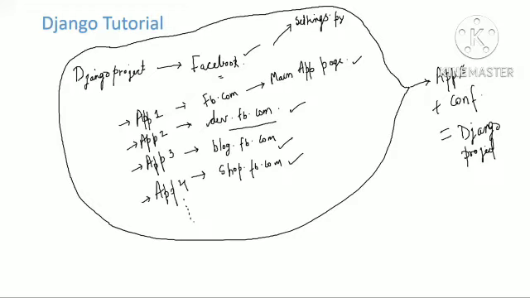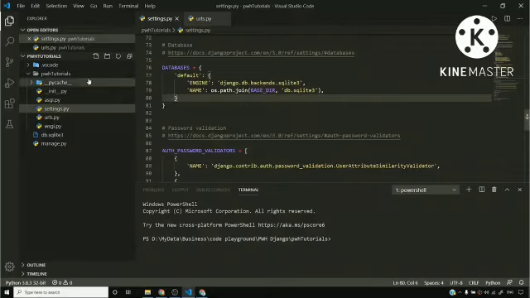So let's go to Visual Studio Code, and there we'll see how all these things work. Alright guys, so this is the project that I created in the last couple videos, and now I'll show you how to create a Django app.